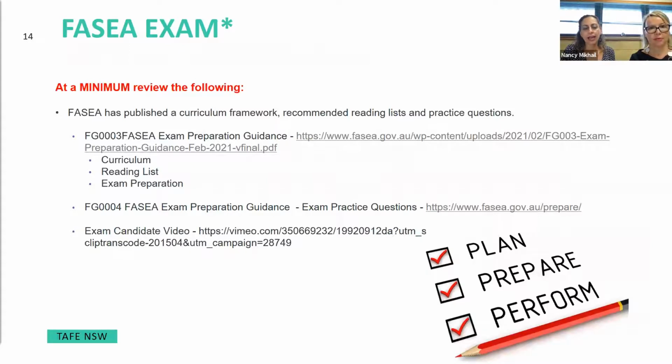So what we're saying is, at a bare minimum, what you need to review is what FASEA have published: the curriculum framework that you need to read, recommended reading lists and practice questions. That is the bare minimum that you need to do before sitting an exam. The other thing is the exam guide. The exam preparation guide has some practice questions, and they update this on a regular basis. So the key thing is always going back to that FASEA website, having a look at what they've published, what's new, what have I missed.